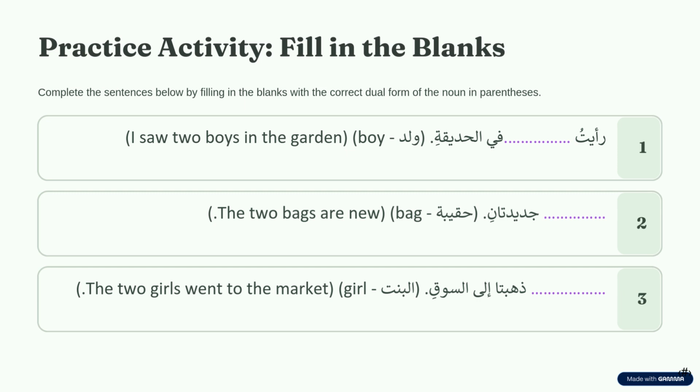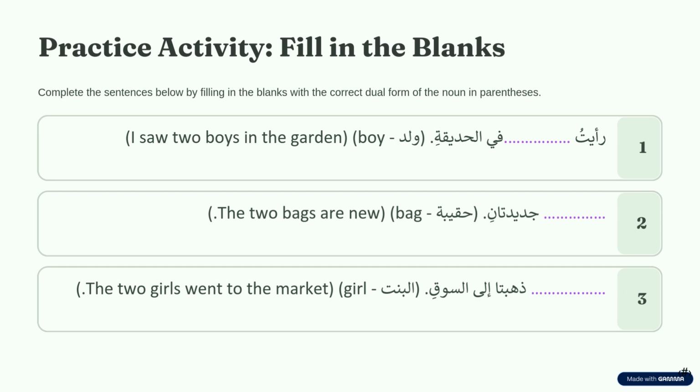We have 3 sentences. You need to fill in the blank with the word boy, ولد, bag, حقيبة, girl, بنت, in the dual form. Okay, easy. ولد, ولدان, or ولدين. حقيبة, حقيبتان, or حقيبتين. بنت, بنتان, or بنتين. Yeah, it is easy, that's right, but you should give me just one of them. Which one fits in each of the sentences? So you need to decide.